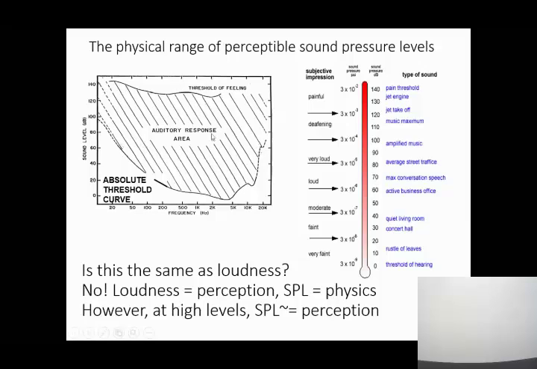Now this we've seen already, the auditory response area, in terms of sound level, in terms of decibel, as a function of frequency. So we know that loudness depends not only on the sound pressure level, but the perception of sound depends on the frequency as well. So is loudness the same as intensity? No, it is not. Loudness is a perception, and the SPL, the sound pressure level, is physics.